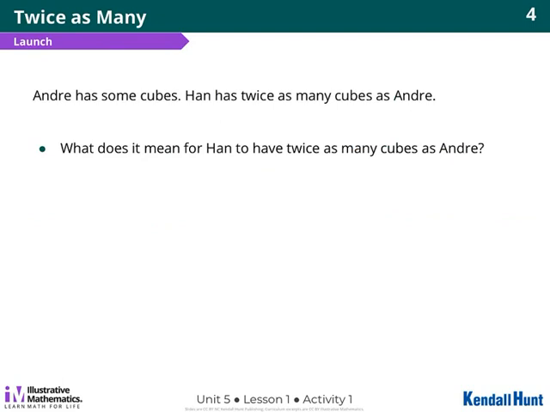Launch. Are you guys ready? So, Andre has some cubes, and we kind of just saw that, didn't we? Han has twice as many cubes as Andre. What does it mean for Han to have twice as many cubes as Andre? Hey, Cade. If Andre had 6 cubes, then it would just mean that he has 6 more than him. So if Andre had 6 cubes, then maybe he has 6 more than Han. Yeah. Okay.